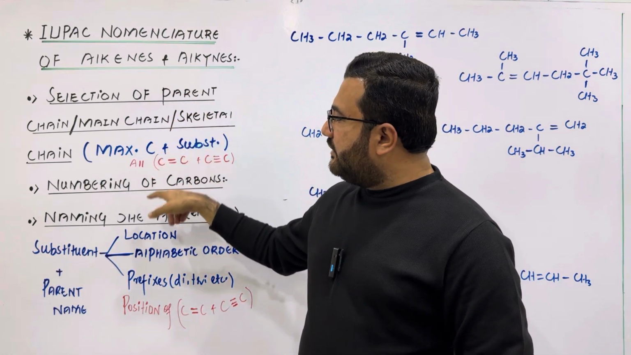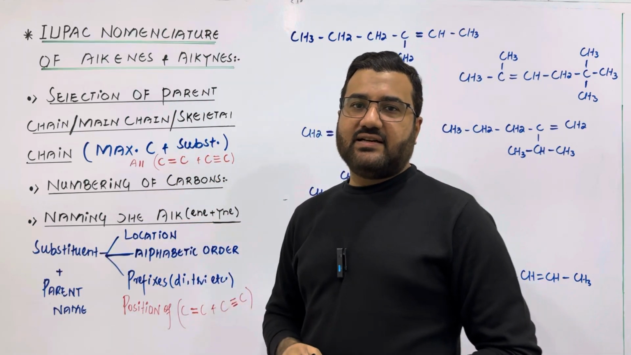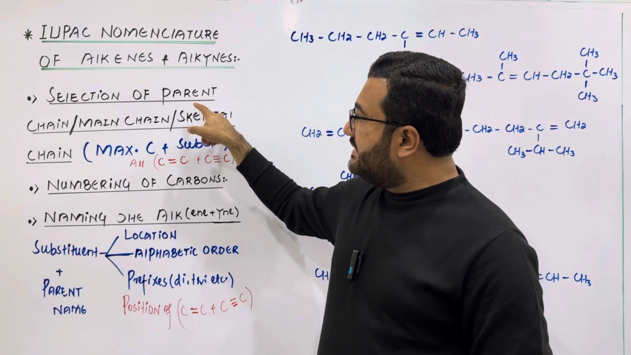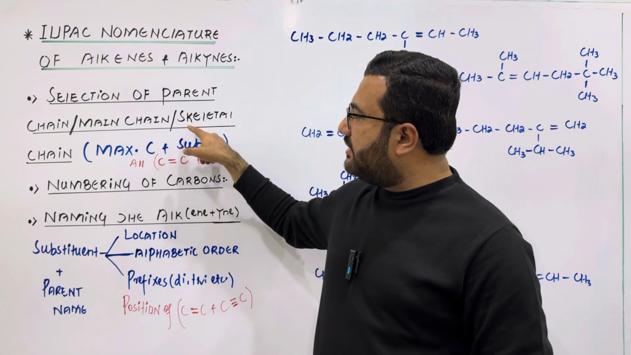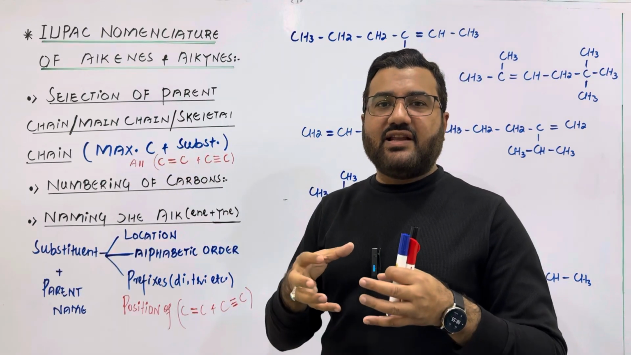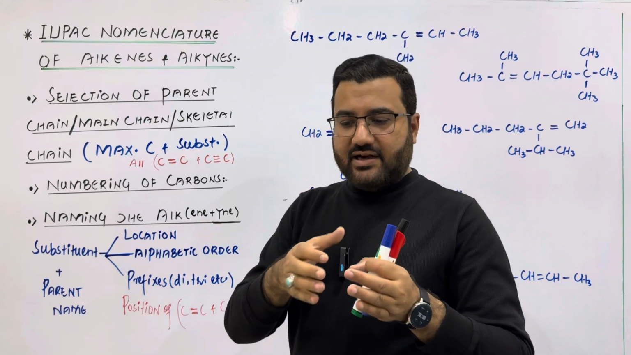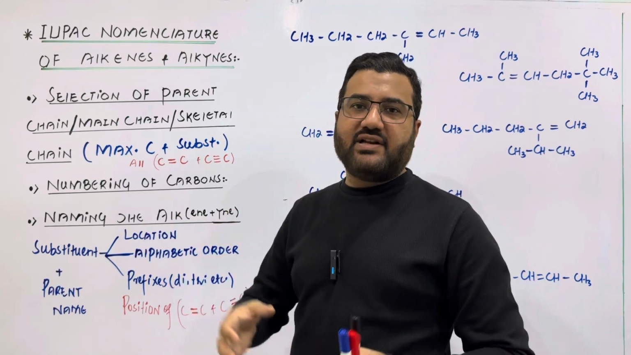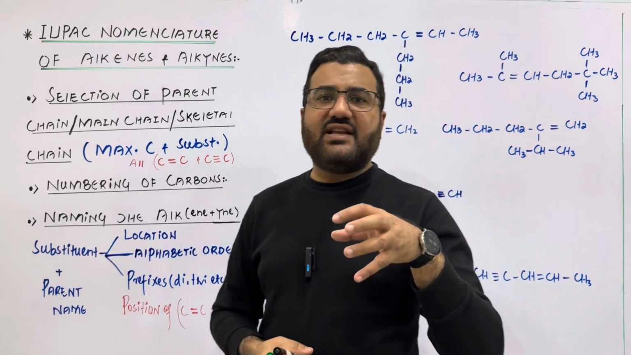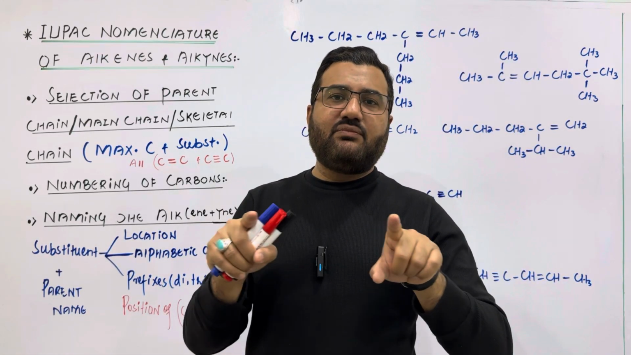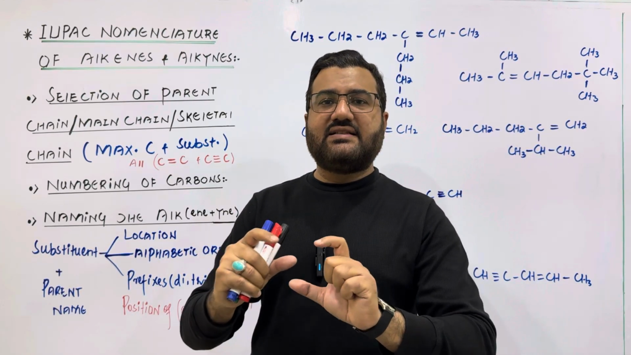There are different rules that we have to follow while giving the IUPAC names to alkenes and alkynes. The first one is the selection of the parent chain, which is also called the main chain or skeleton chain. This is basically the stem of the alkene or alkyne, and to this stem different branches will be attached, and they will be called substituents. So parent chain is basically the stem of the structure of the organic compound to which various branches as substituents are attached.